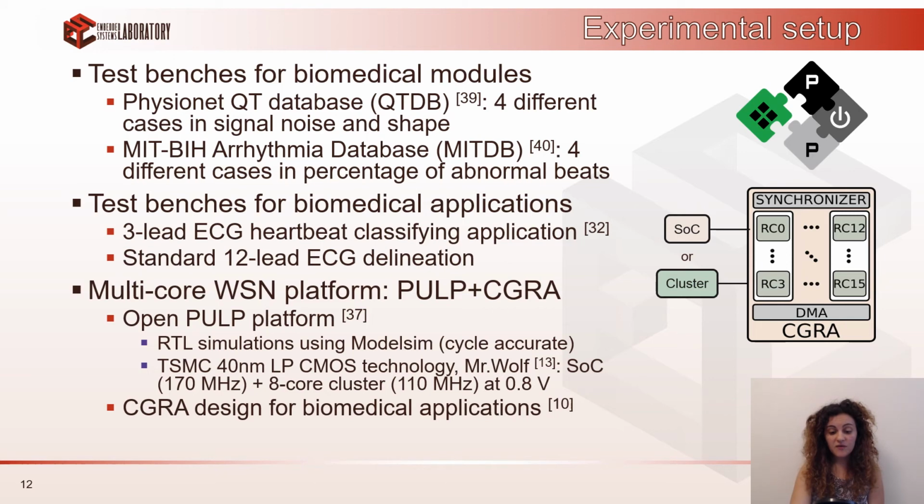The OpenPULP platform provides an SDK where we ran the RTL simulations using ModelSim, which is cycle accurate, and to estimate the energy consumption, we used the values from Mr. Wolf, a multi-core PULP platform instantiated in 40 nanometers TSMC technology, which includes a SOC domain and an 8-core cluster running at the lowest energy point for this platform of 0.8 volts and maximum frequency. Then, for the CGRA, we consider a specific design for biomedical applications that can be connected to the SOC domain or the cluster.